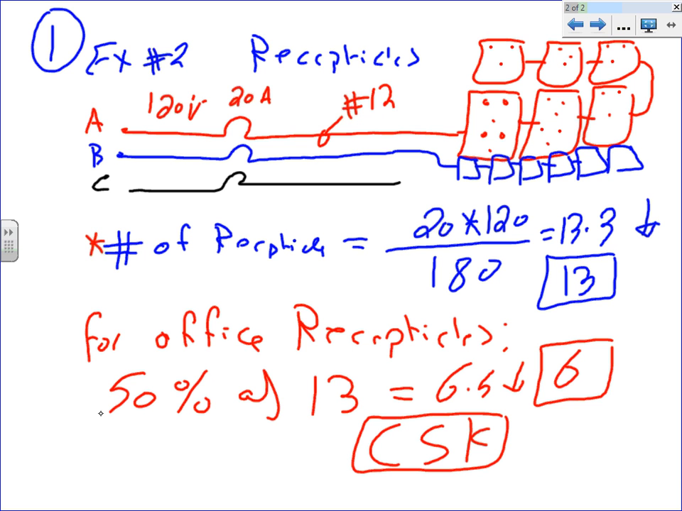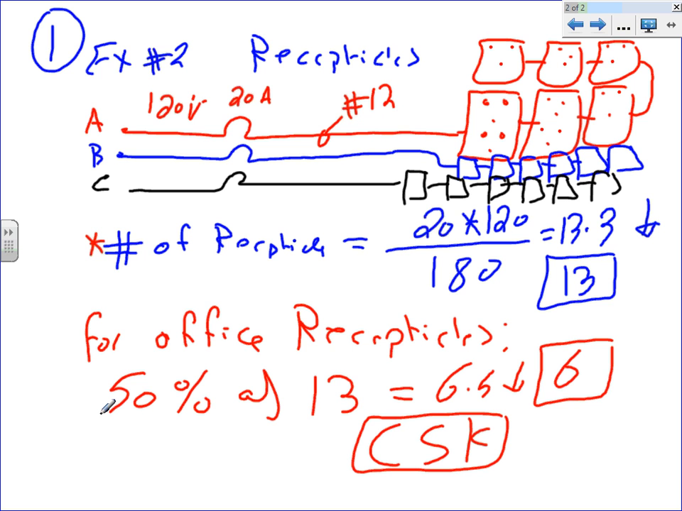Okay, and phase B, the same thing. 1, 2, 3, 4, 5, 6. Right, 6 of them. So this is a 3-phase receptacle circuit. See how I grabbed a phase from every phase, phase A, phase B, phase C, and I fed these receptacles, one way of feeding them.